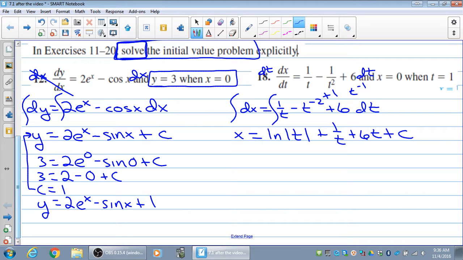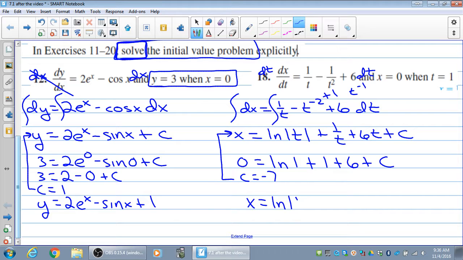The derivative of a constant is 0, so that constant could be anything. But now it can't be anything because they've given us a point. They said that x is 0 when t is 1. Natural log of 1 plus 6 plus c. And the natural log of 1 is 0. So c is negative 7. All right, so we go back to where we wrote the plus c. x is natural log of absolute value of t plus 1 over t plus 6t, and then finally minus 7. We can actually find that c. Otherwise, you just leave it as plus c, like the ones above.